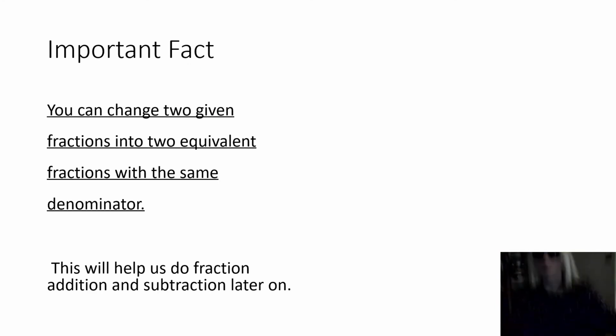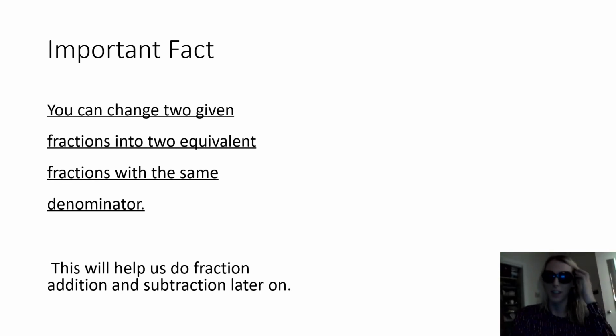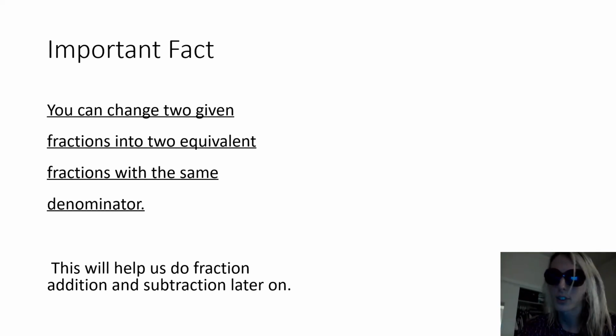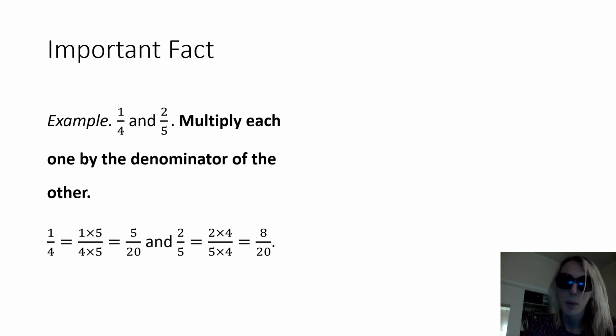And so we'll say one more thing, and then we'll move on to the next video. An important fact about fractions in general is that if you have two fractions, you can change them into two equivalent fractions with the same denominator. And this is fundamentally what helps us figure out how to do fraction addition and subtraction. So what do I mean by this? For example, let's say somebody hands us the fractions 1/4 and 2/5 and tells us to change these two fractions into equivalent fractions with the same denominator.